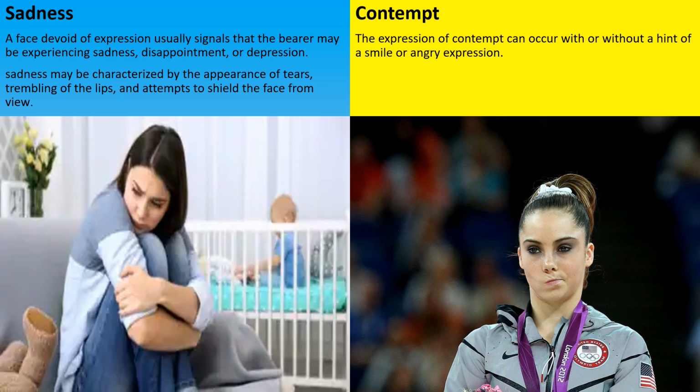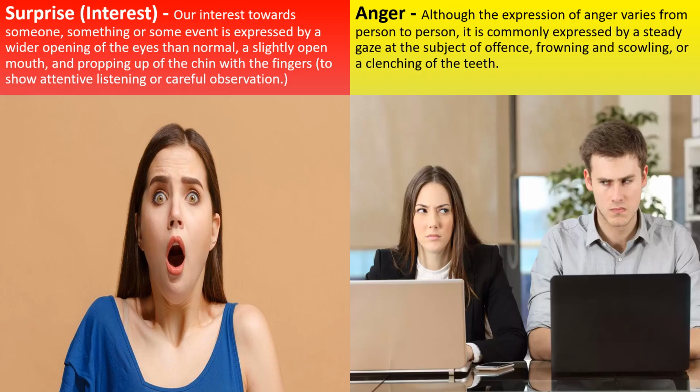So contempt. The expression of contempt can occur with or without a hint of smile or angry expression. Actually, the girl in the picture is an athlete. Her face is not smiling, she is showing an angry expression because she is in contempt, right? It's not a smile, it's an angry expression because she did not win the gold medal. I think she got the bronze or a silver medal. So her face is not very smiley. She shows the angry expression. This is called the contempt facial expression.